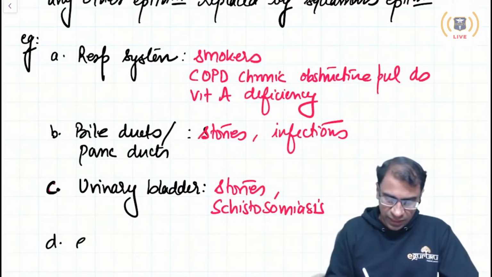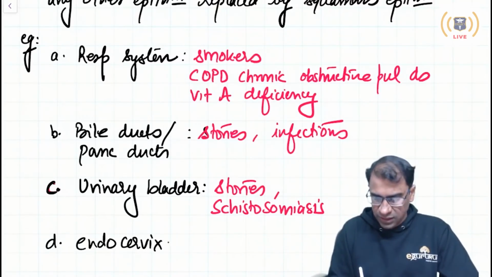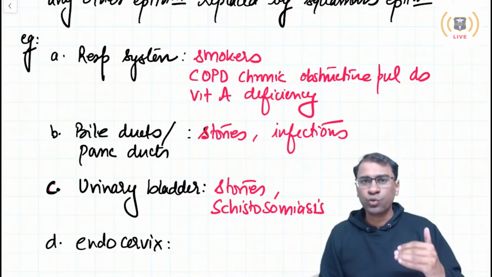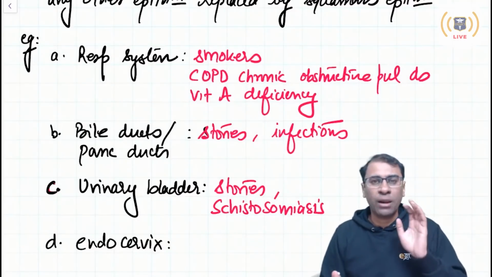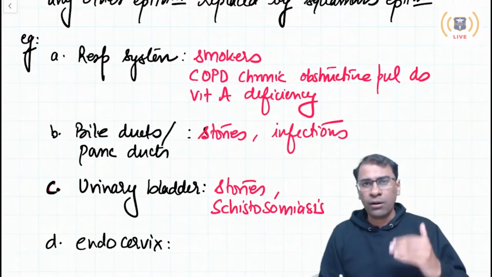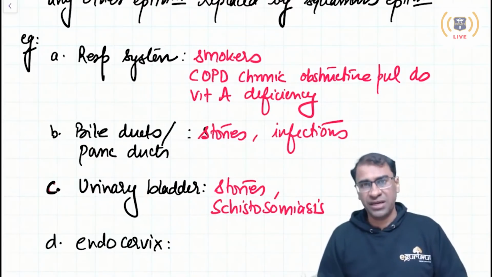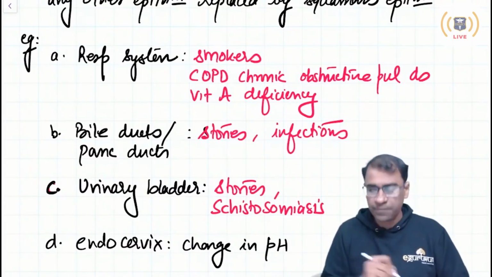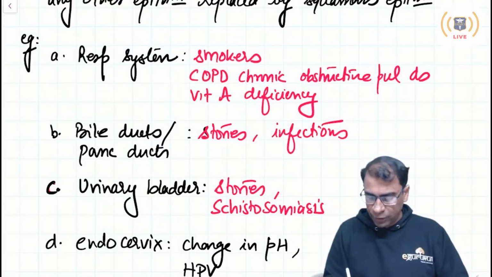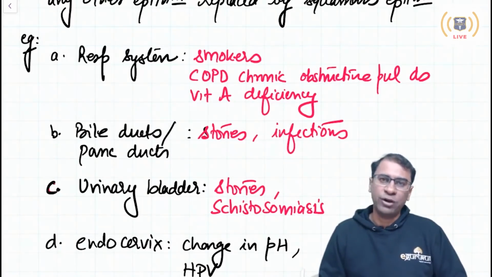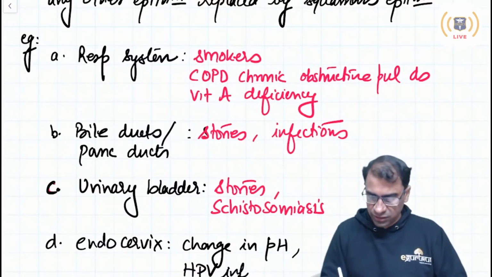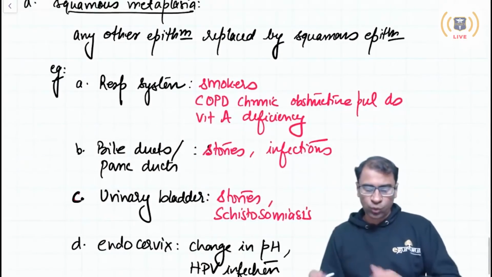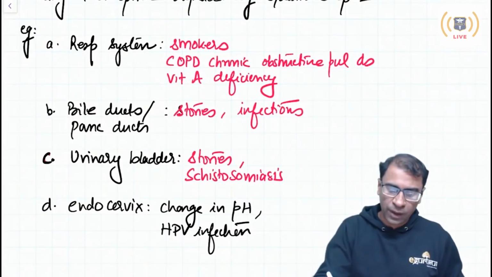The next example is the endocervix. The endocervix, not the ectocervix. You all know the ectocervix has squamous epithelium. The endocervix normally has columnar epithelium. Whenever the columnar epithelium has a change in pH, or there is a human papilloma virus infection, HPV infection, again the same thing happens. It will all change into squamous epithelium.